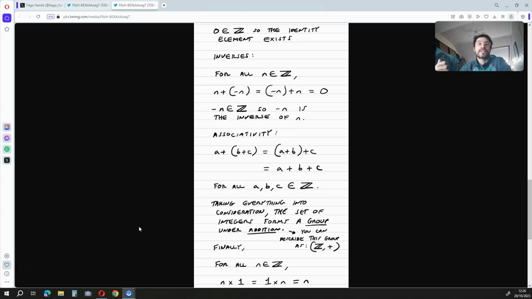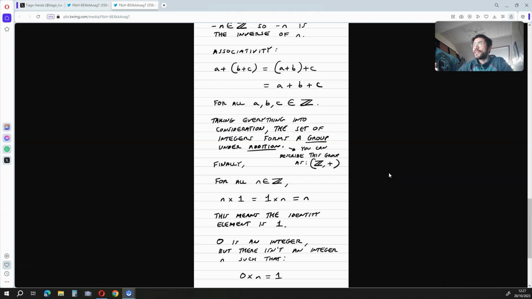Finally, let's check out the associativity axiom. A plus (B plus C) is equal to (A plus B) plus C, which is equal to A plus B plus C for all A, B, C, which are elements of the integers. If we take all these axioms into consideration, the set of integers forms a group under addition. Now, you can describe this group as the integers under plus.